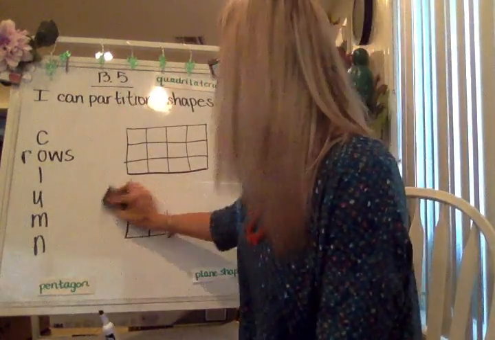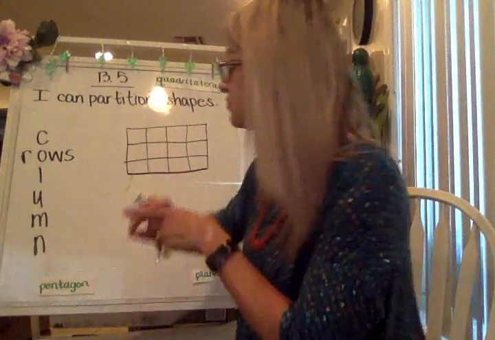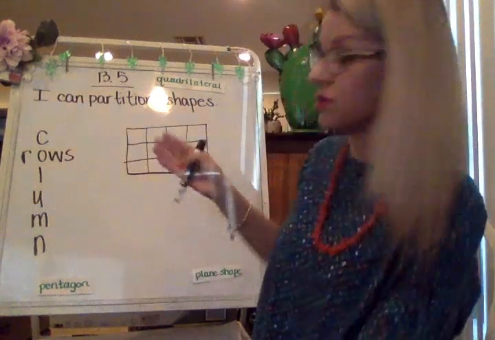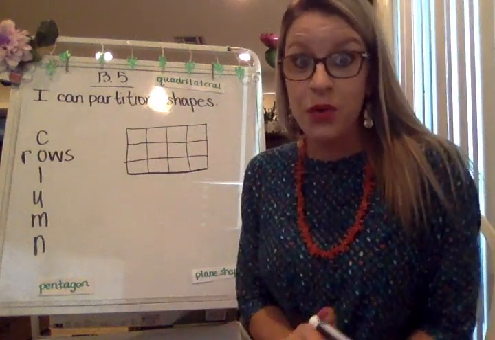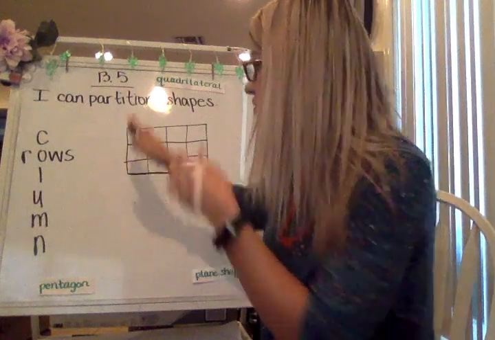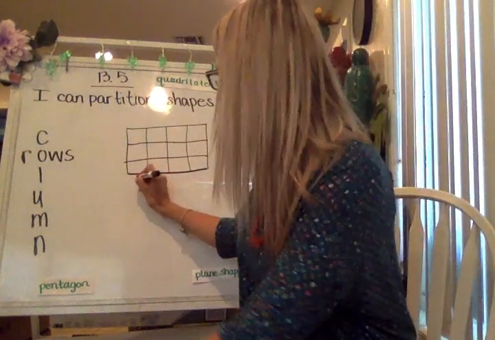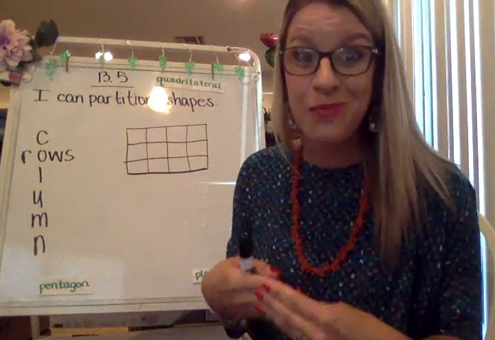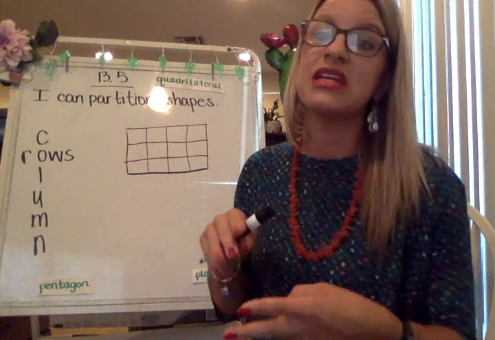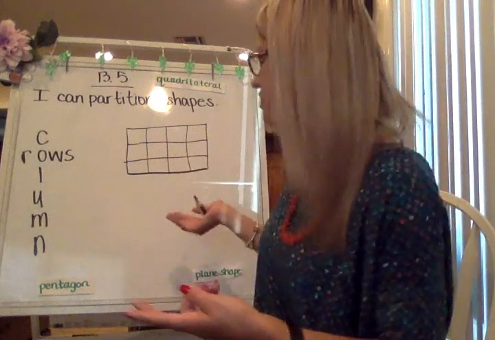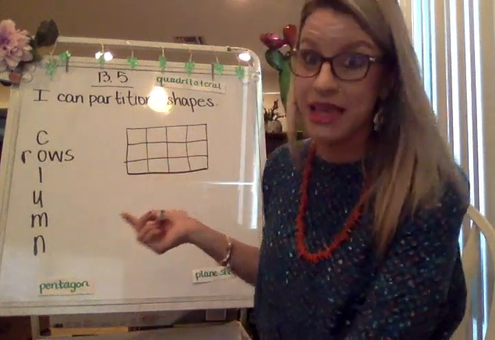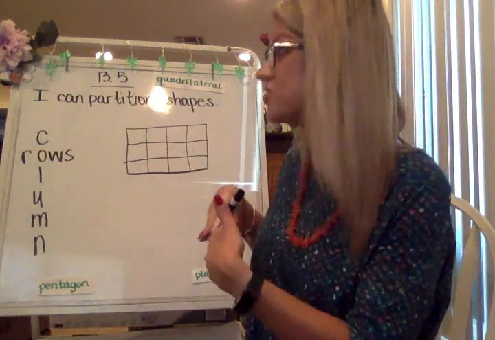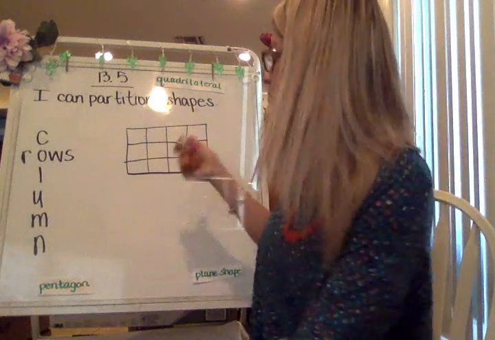So partitioning shapes. Now remember, rows go left to right and the columns go up and down. Previously, what we had talked about were arrays. And each time we saw an array, we would write the number that was in each row or in each column at the end of the row or at the end of the column. You can do that same type of thing when you're creating these equations to go with the shapes that you're partitioning and cutting up.